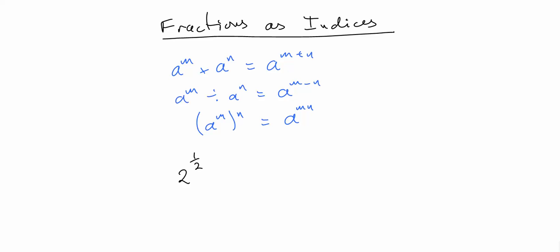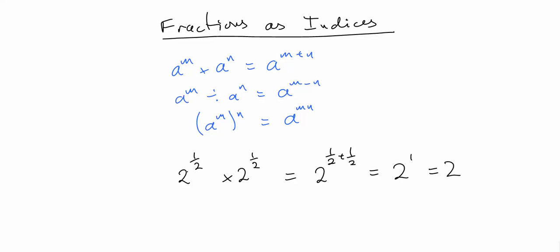Well, if we multiply 2 to the power of a half by 2 to the power of a half, then by the first of the three rules here, we should add the indices. So that would mean 2 to the power of a half plus a half is equal to 2 to the power of 1, which is 2. So 2 to the power of a half times 2 to the power of a half equals 2.